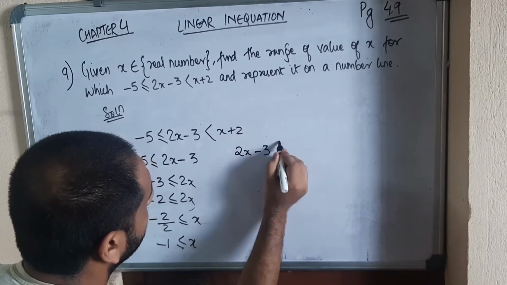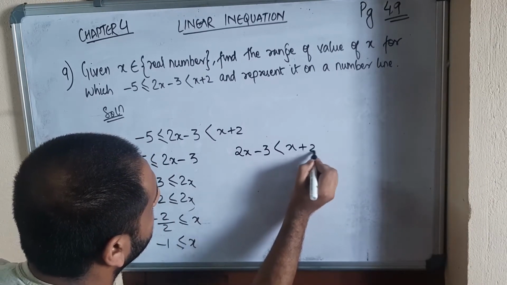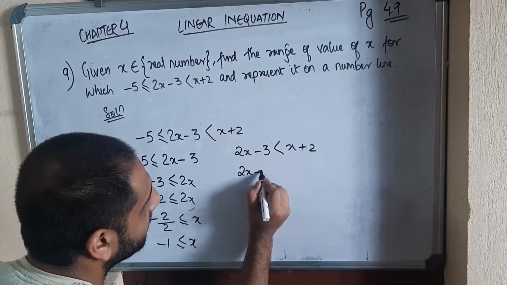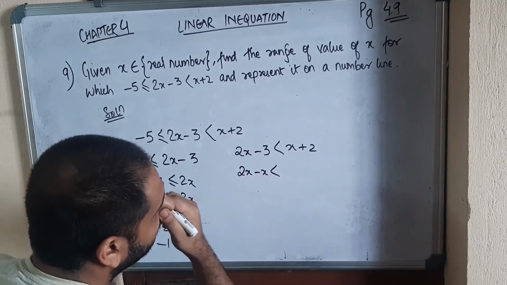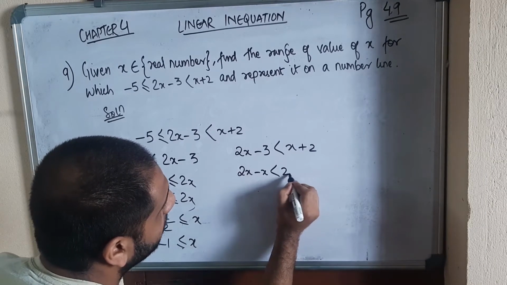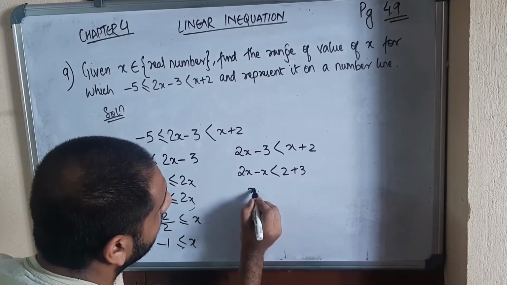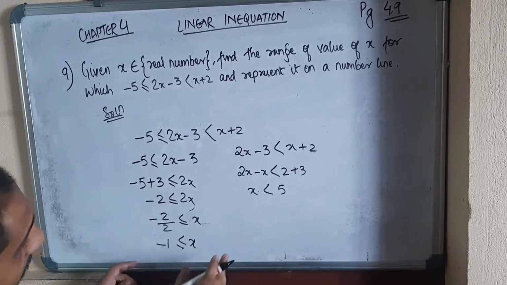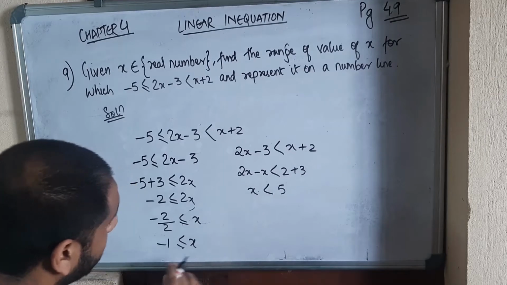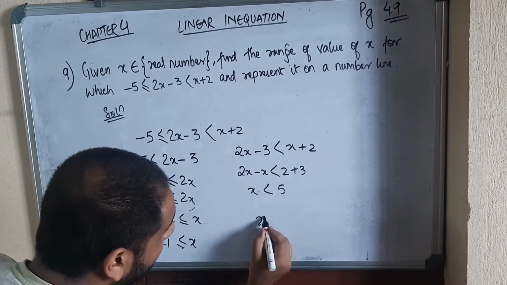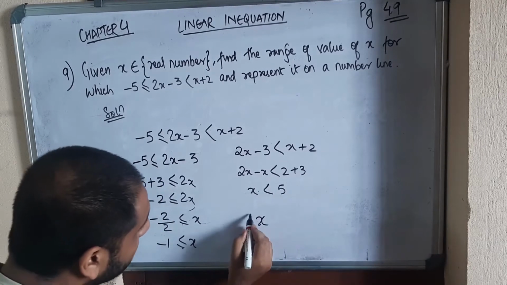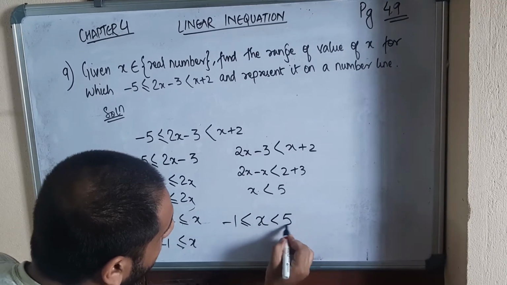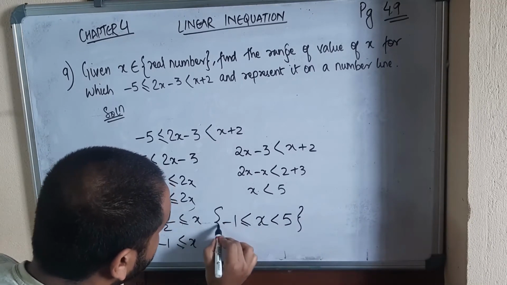I'll take this: 2x minus 3 is less than x plus 2. I'll bring x here and take the like terms. 2x minus x is less than 2 plus 3. X is less than 5. Yes, this is another inequality. I'll combine these. I'll write x here. X is greater than or equal to minus 1. X is less than 5. So this is your answer.